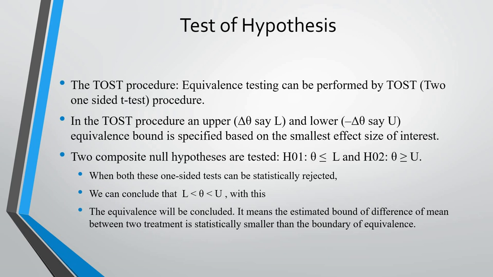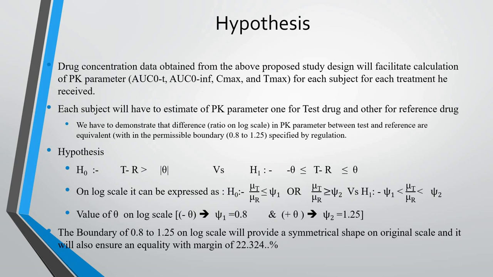Now let's proceed to understand what hypothesis we want to test. The hypothesis here is that the drug concentration data obtained from the above proposed study design will facilitate the calculation of PK parameters, AUCt, AUC infinity, Cmax and Tmax, for each subject for each treatment he received. So every subject will have two sets of PK parameters.